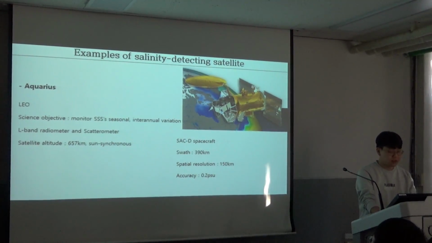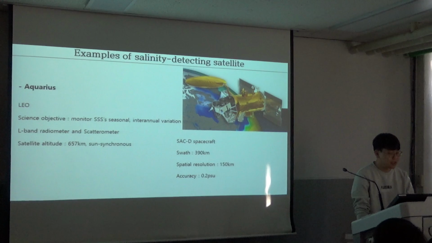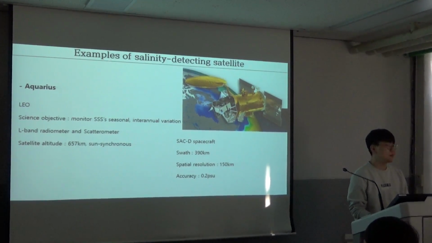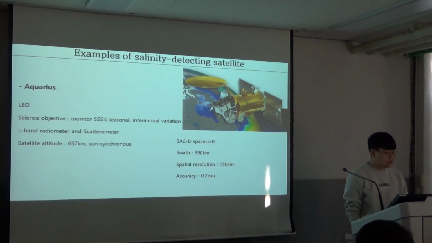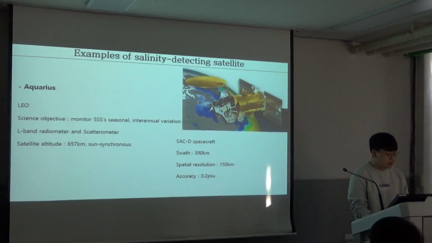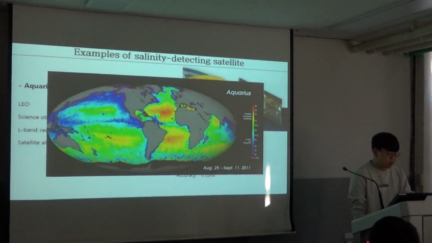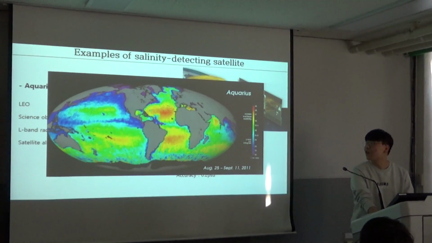The last one is Aquarius. The objective of Aquarius is to monitor the seasonal and interannual variation of large-scale differences in the ocean. It also uses an L-band radiometer and spectrometer instrument, and it is located 657 km above, which is a bit lower than SMOS. It is also a sun-synchronous polar orbit satellite. Aquarius measures salinity with a spatial resolution of 150 km and an accuracy of 0.2 psu. And this is also a picture from Aquarius.